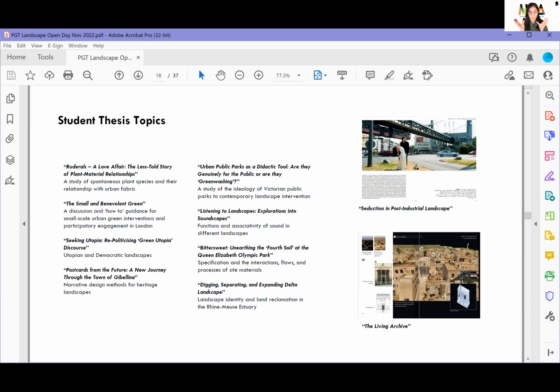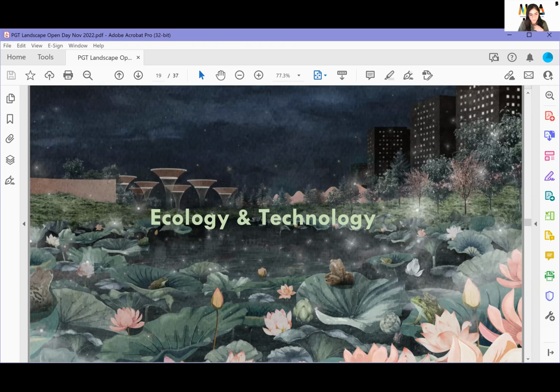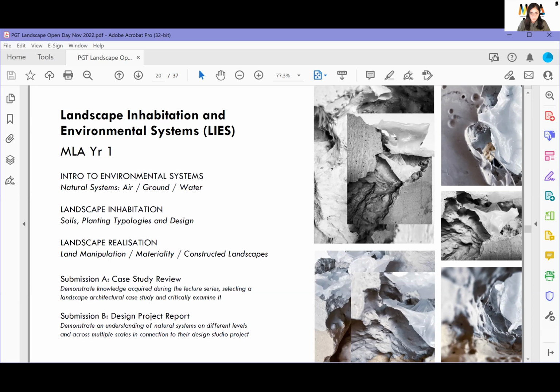And this is the bit where you truly have the option to really express yourself through this thesis as well. Then the ecology and technology modules. So for year one, this is called LIES, the shorthand version, Landscape, Inhabitation and Environmental Systems. Again, you'll be introduced to lots of things. If you're coming from a different discipline, you might not have dealt with some of these things before. So you'll start by looking at different environmental systems, so things like air, ground and water, landscape inhabitation, landscape realization.